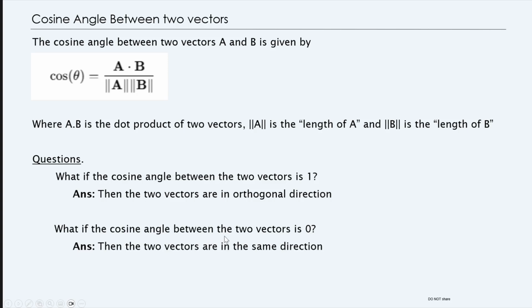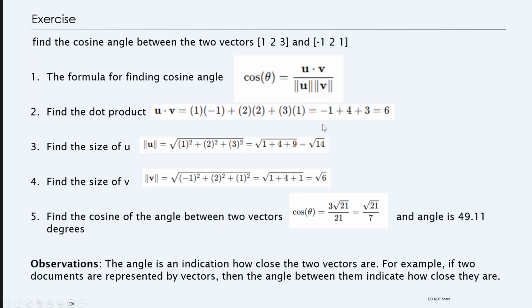If the cosine of the angle between two vectors is 1, which means they are at the same angle, we know that the two vectors are in the same direction. We cannot say they are the same vector, but they are in the same direction. So that means something there. Now here's an example of how to find the cosine angle. Let's say you want to find the cosine angle between 1, 2, 3 and 1, 2, 1.